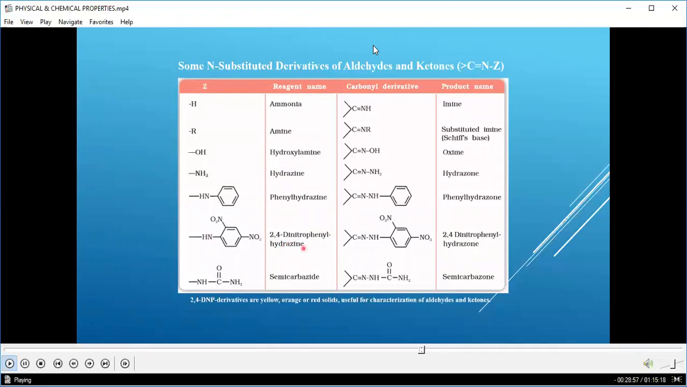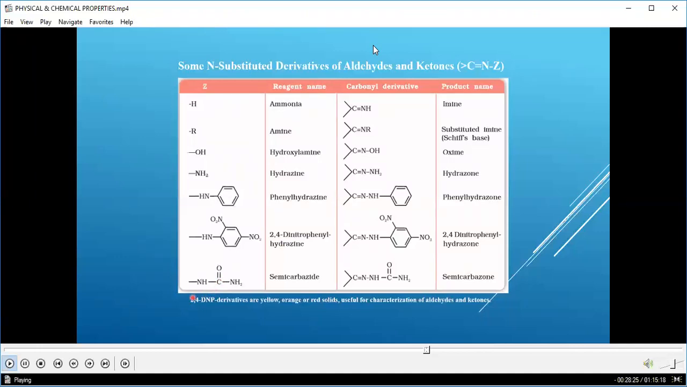Then 2,4-dinitrophenylhydrazine, this is a very important reaction. 2,4-dinitro, this is 2, this is 4, dinitro, phenyl group, hydrazine. Why is this hydrazine? Because NH is going to bond with NH2. So this final will be NH2 bond NH, phenyl ring and nitro group. So we will be obtaining the product 2,4-dinitrophenylhydrazone by removal of the water molecules.